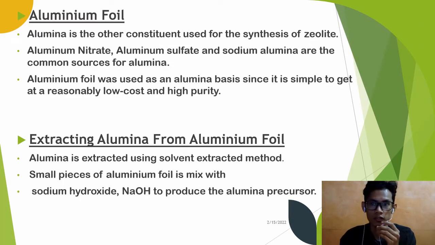Alumina is another constituent used for the synthesis of zeolite. Aluminium nitrate, aluminium sulfate, and sodium aluminate are the common sources of alumina. Aluminium foil was used as alumina basis since it is simple to get at a reasonably low cost and high purity. Alumina is extracted using the solvent extraction method. Small pieces of aluminium foil are mixed with sodium hydroxide to produce the alumina precursor.